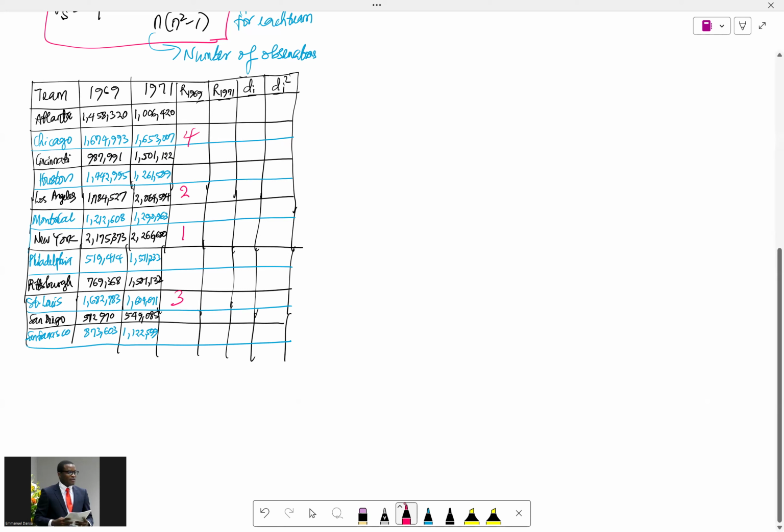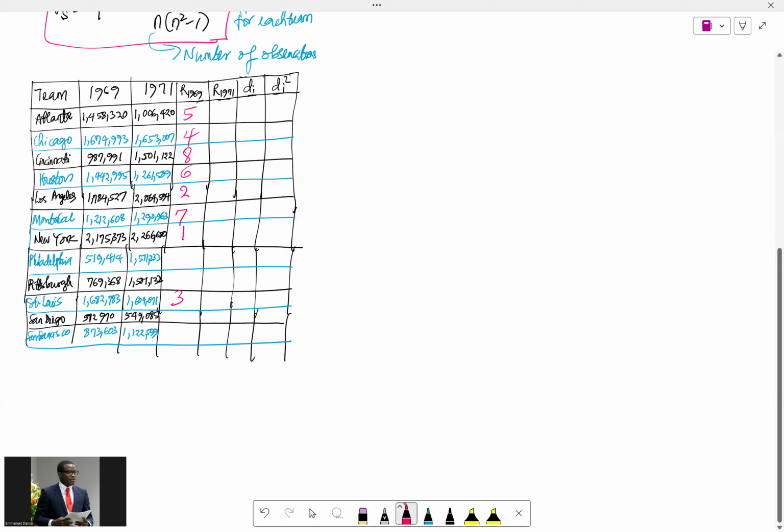Then number five is Atlanta. Then number six is Houston, after 1,458,000. Number seven is Montreal. Number eight is Cincinnati.